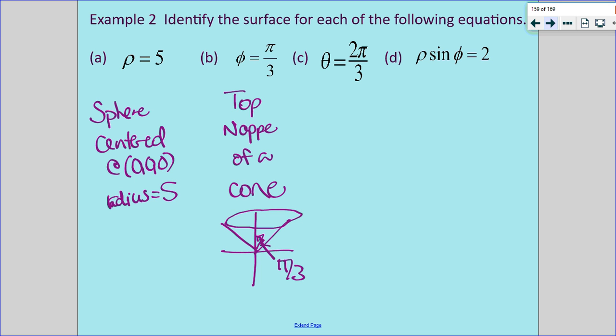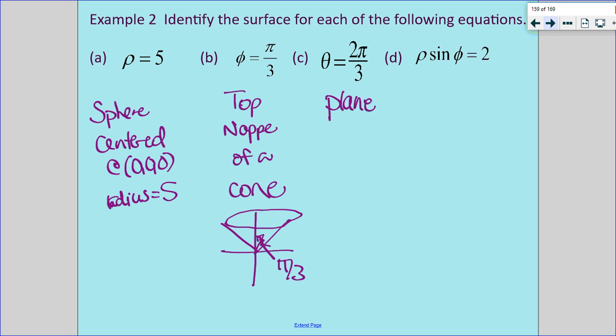How about theta equals 2 pi over 3? Ashley? That is a plane. So if you think of starting at the positive x-axis and rotating 2 pi over 3, I'm going to be in Mr. Reiner's room, but then I make this infinitely long and infinitely high.